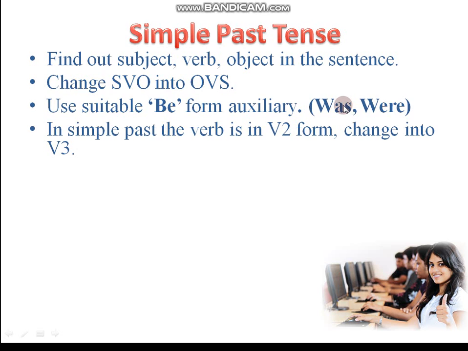Was is used for the singular, were is used for the plural. In simple past, the verb is in V2 form. So we already knew that in simple past tense, the verb given in the active sentence is in the form of V2, that means second form. Now we need to change them into V3 form.